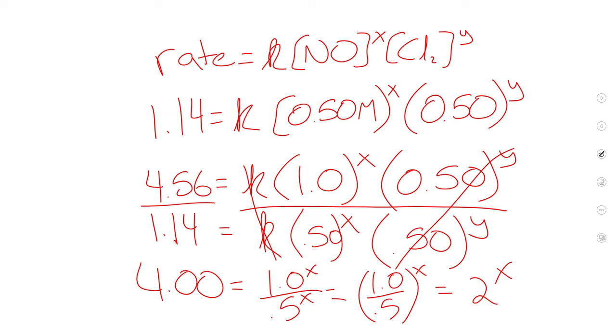If it's not a nice clean number like that, you should still get something pretty close, or you can use logs. You log base 2 of both sides, and you solve for x that way. And you'll get x equals 2. So is that faster than just looking at it and saying, I doubled the concentration and the rate quadrupled, therefore it's a 2? It's a little bit slower.